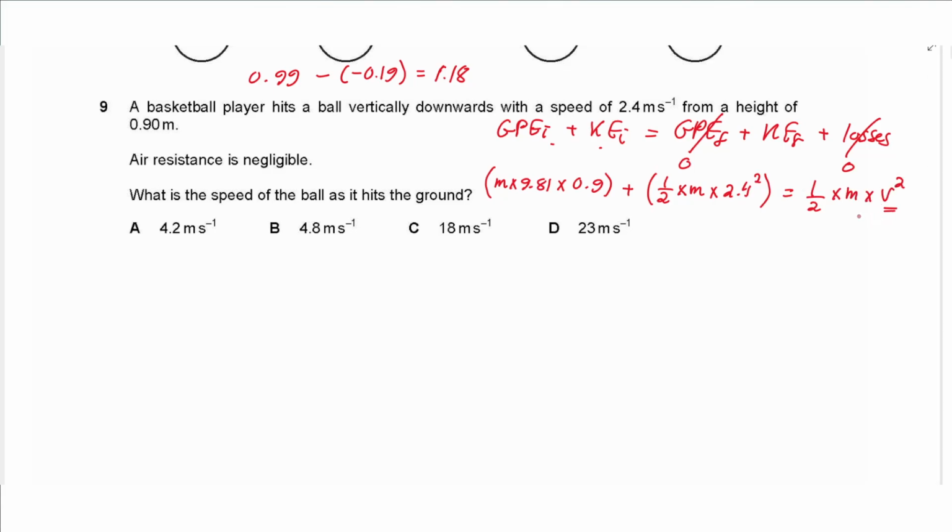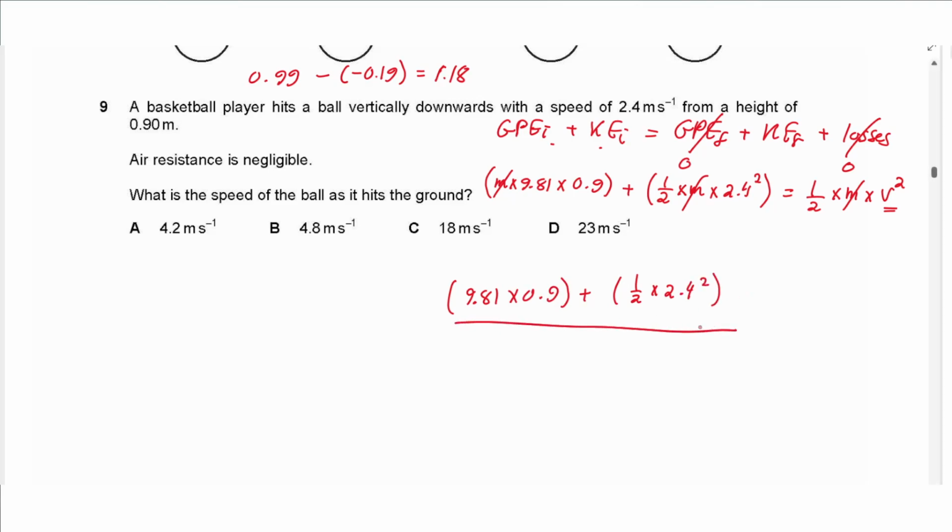Since the mass is in all terms in the equation, we can cancel the mass or divide by the mass on both sides of the equation, and it was not given in the question because you do not need it. So we are left with 9.81 times 0.9 plus half times 2.4 squared, and then we divide that by half from the other side to get v squared. But to get v, we need to square root all that. This gives an answer for the velocity 4.8392 approximately, so it's approximately 4.8, so we choose B.